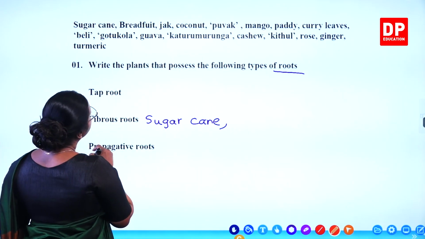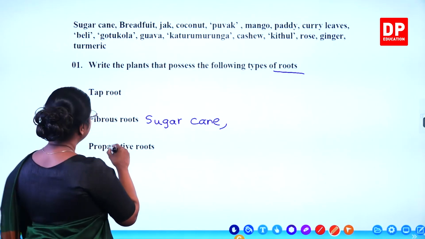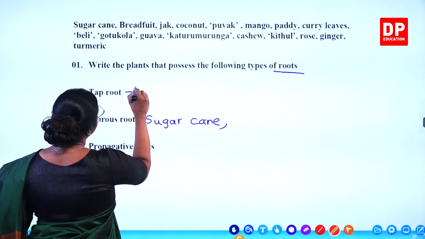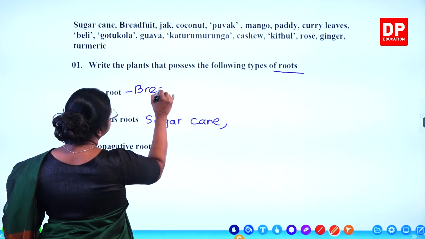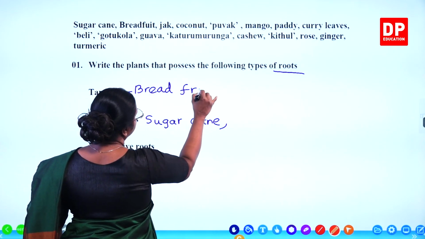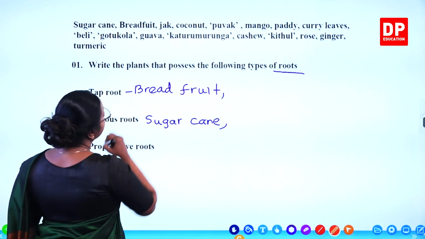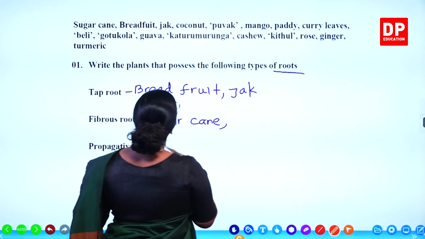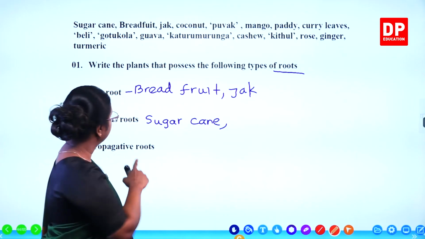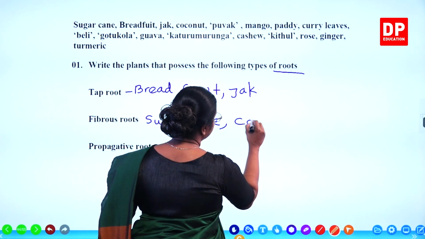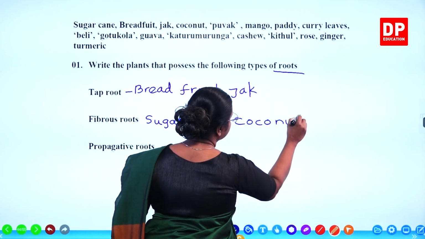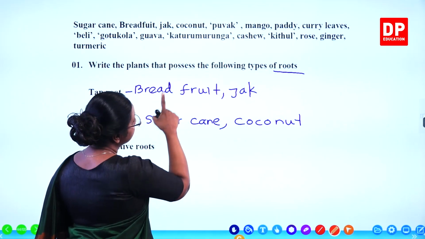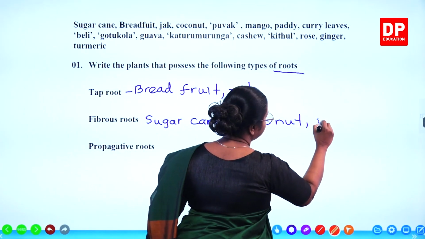What is breadfruit? What is the type of root? It has to be taproot. So breadfruit comes here. Then jack, that also has taproot. Coconut, what is the root? It has to be fibrous. So coconut. If we write like that, it's easy. Puak, again fibrous.